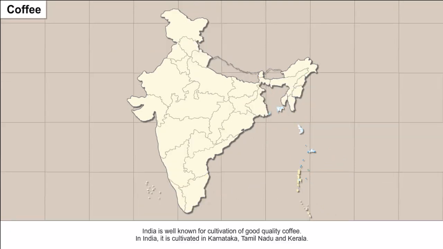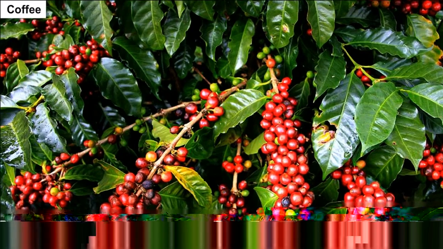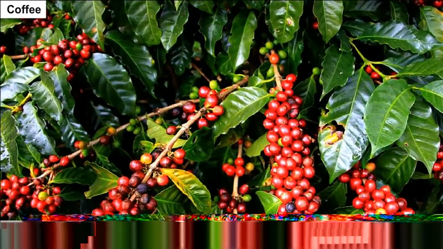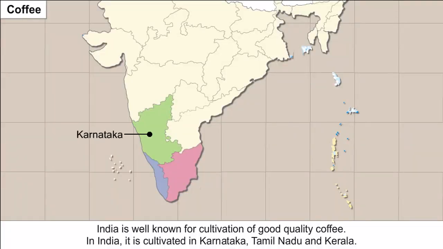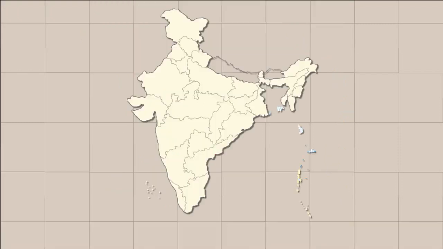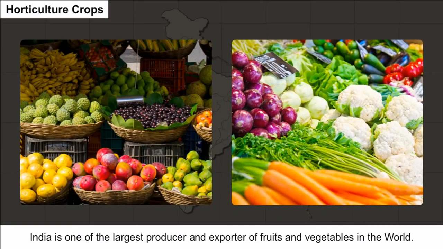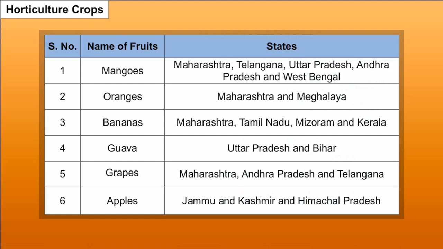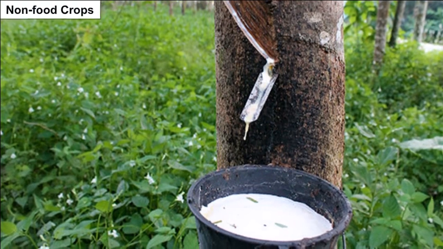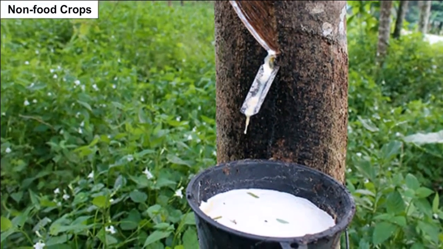Coffee. India is well known for cultivation of good quality coffee. In India, it is cultivated in Karnataka, Tamil Nadu and Kerala. Now let us know the horticulture crops. India is one of the largest producer and exporter of fruits and vegetables in the world. Here is a list that depicts the name of fruits and its major cultivated states. After food crops, now let us move to non-food.